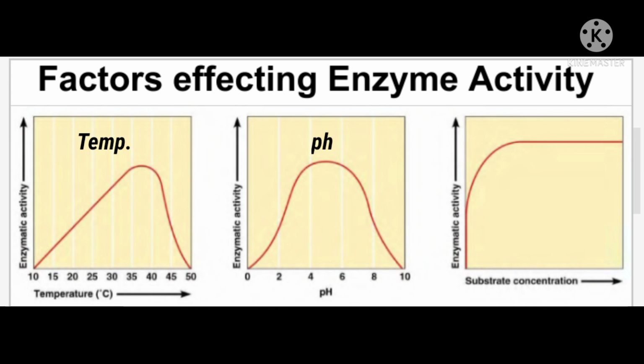Then the next diagram is the pH. Enzyme structure depends on pH. The pH affects the charge of the R groups in the protein structure. Then the last one is the substrate. Reactions occur more rapidly as it rises.